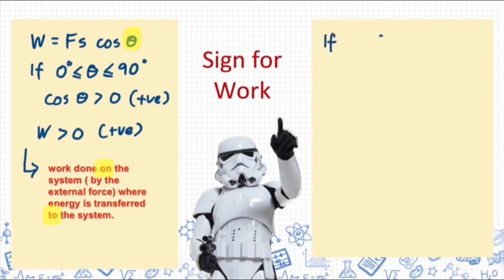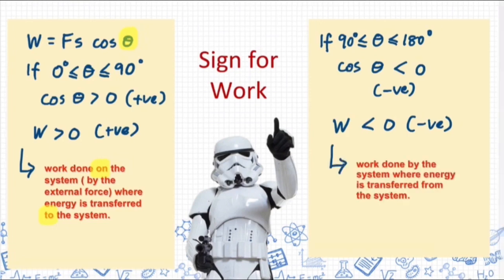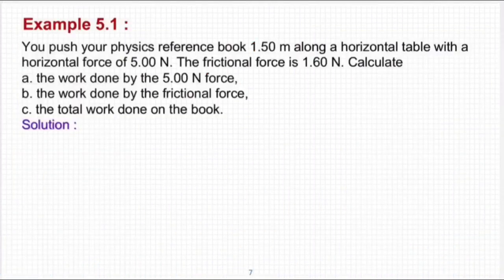Meanwhile, if the angle is between 90 and 180 degrees, if we find cos theta, we will get a value which is less than 0, and this is a negative value. So if we substitute in a negative value of cos theta, our work done will also be less than 0, which is negative. And negative work indicates that work is done by the system, where energy is transferred from the system.